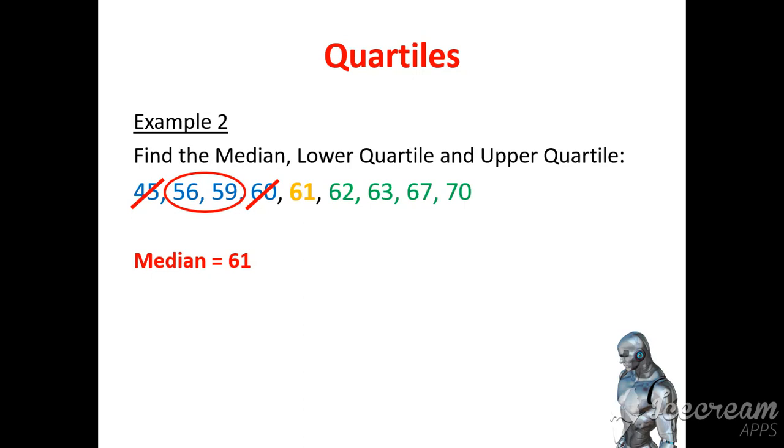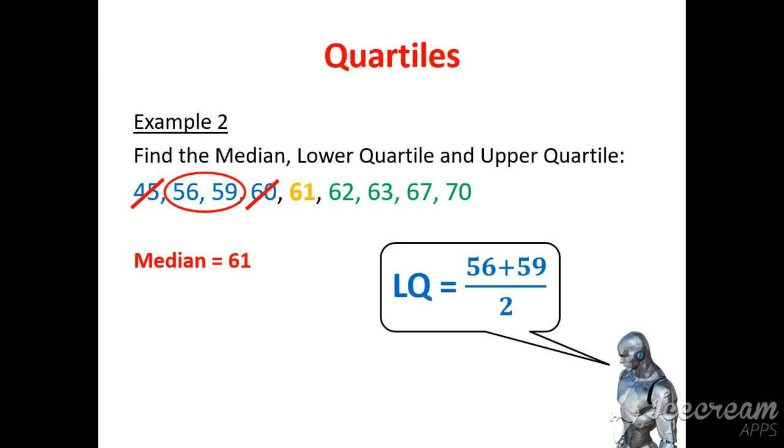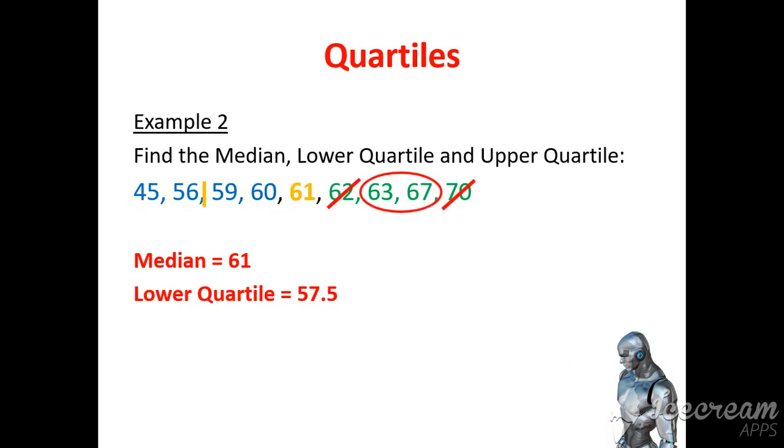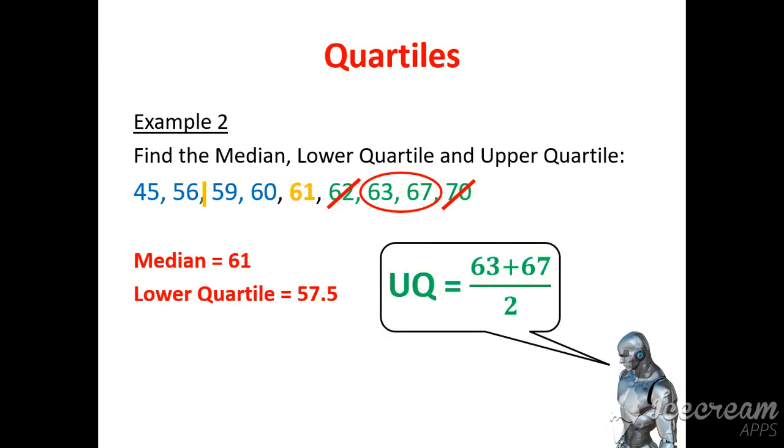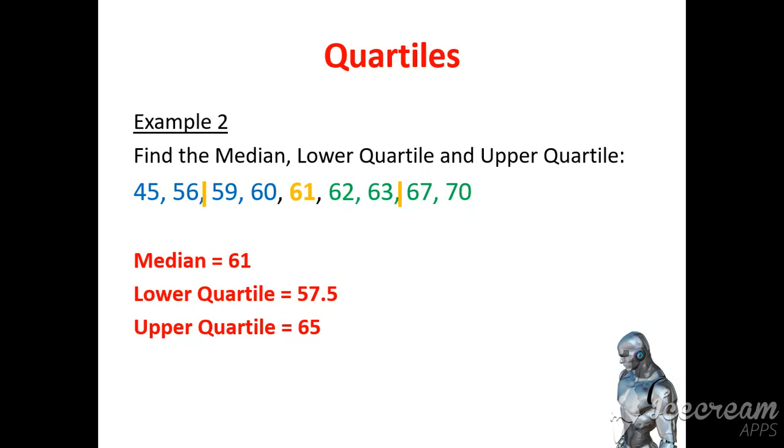Now we've come across this scenario with medians before. When there are 2 numbers in the middle, we must add them up and divide by 2 to get the middle of them. So 56 plus 59 divided by 2 gives me a lower quartile of 57.5. Let's do the same for the upper group. One off bottom, one off top. There are our 2 numbers in the middle. We add them together, divide by 2, and that gives us a value of 65 exactly. So there it is for scenario 2. Our median is in the middle at 61, but our lower and upper quartiles are in the middle of 2 numbers.